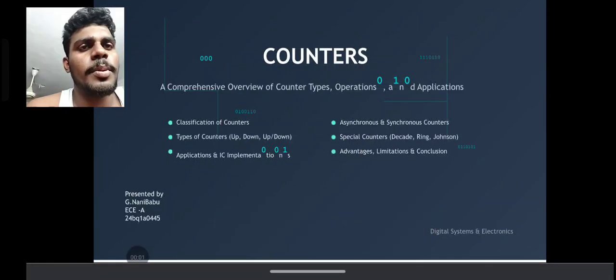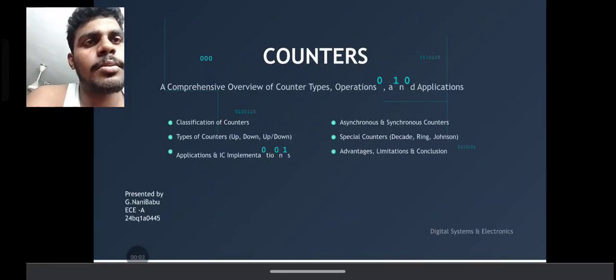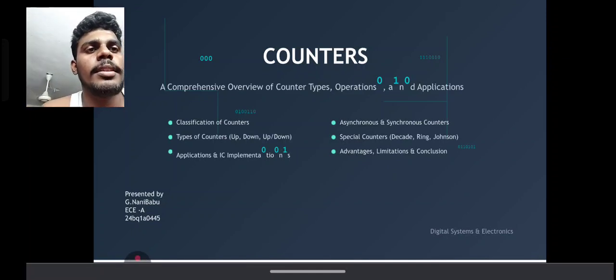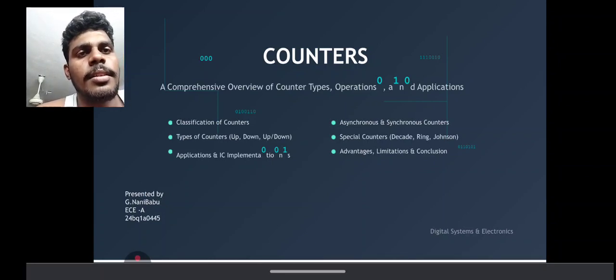Counters. Today my topic is counters: a comprehensive overview of counters, the types of operations and applications, and the classification of counters.